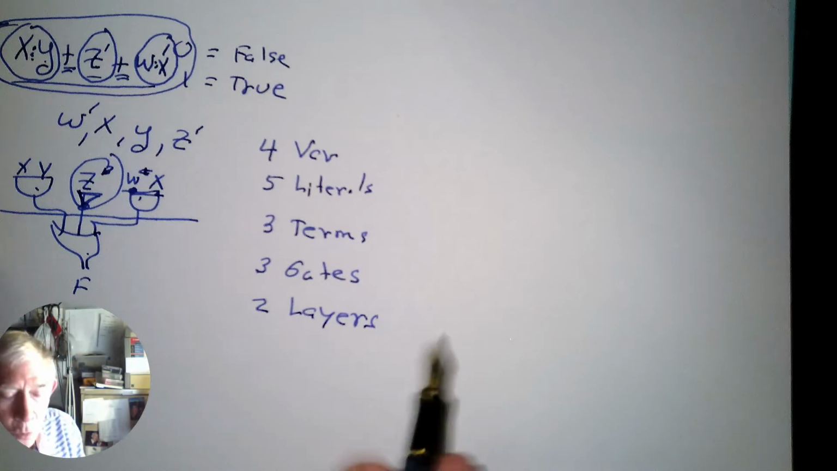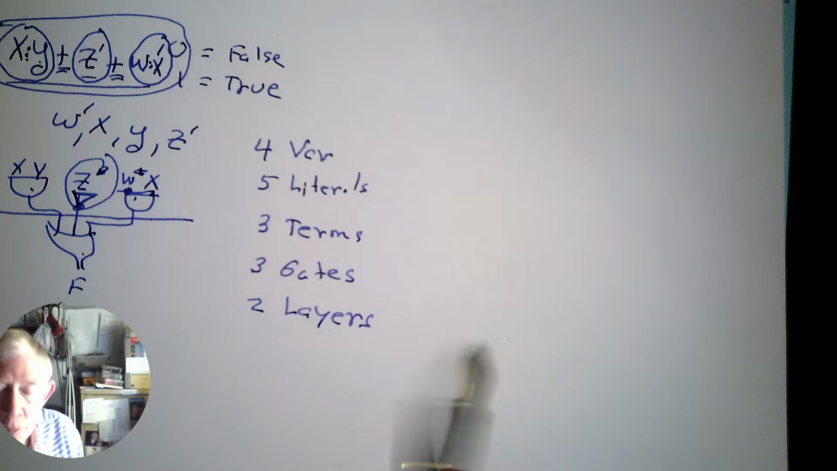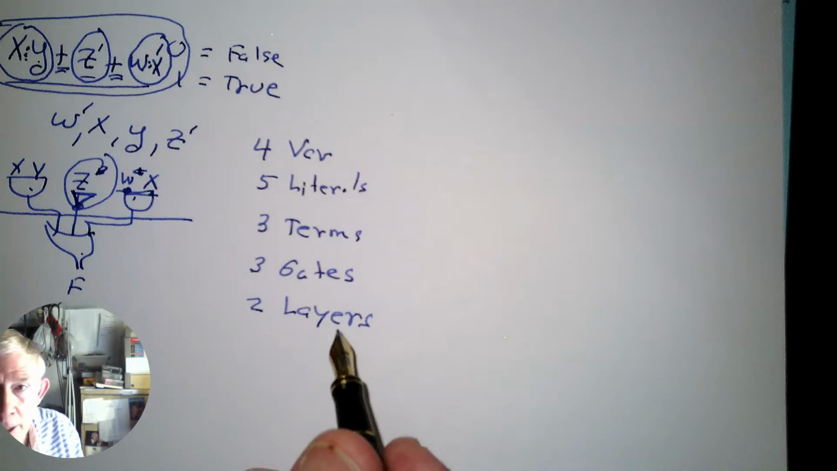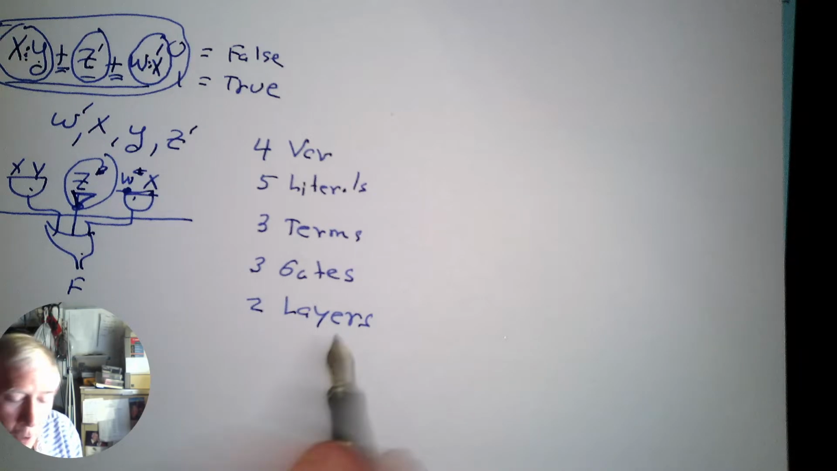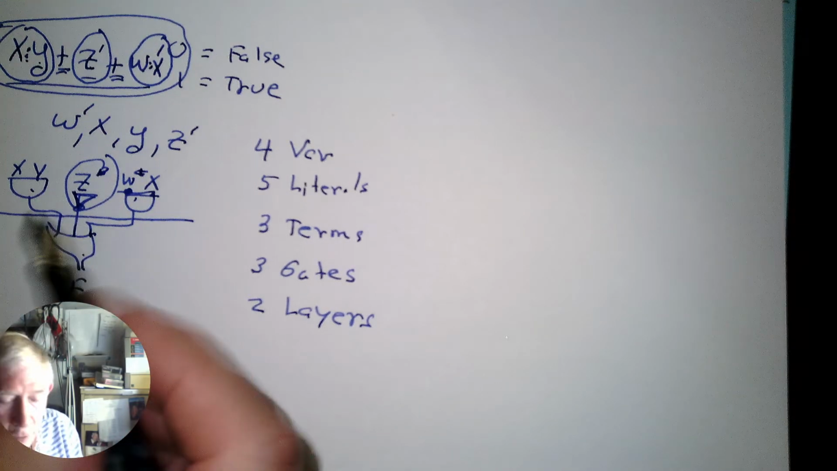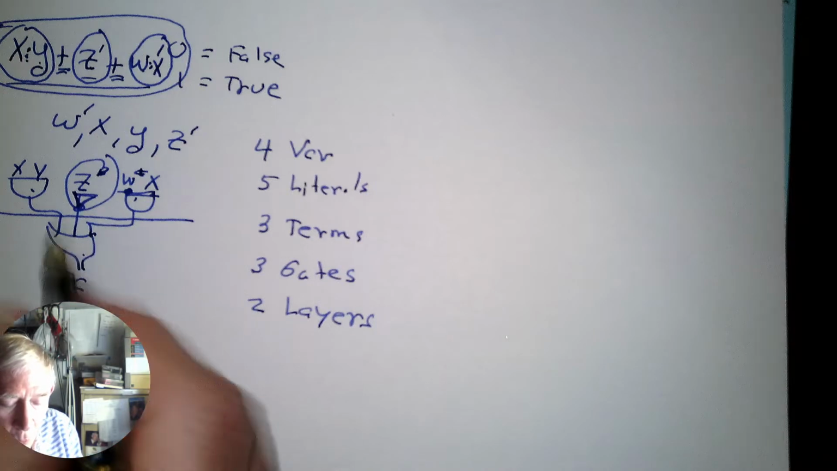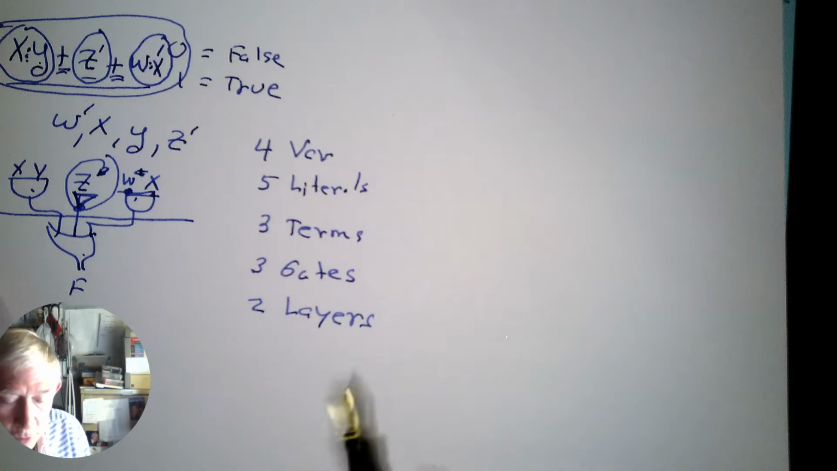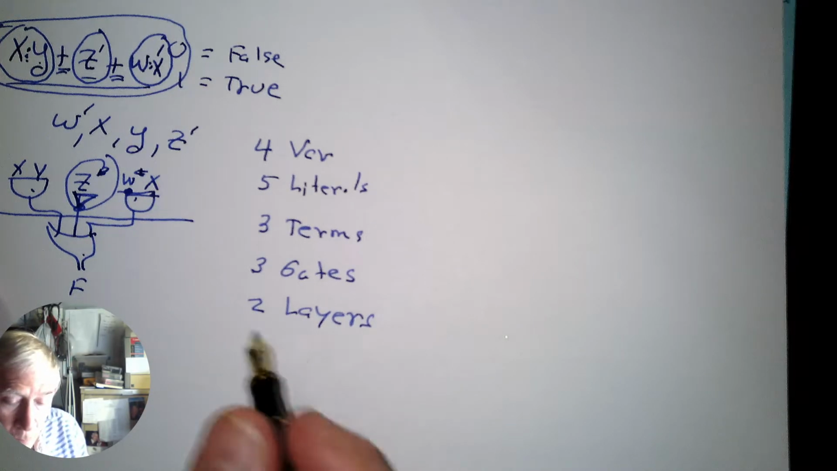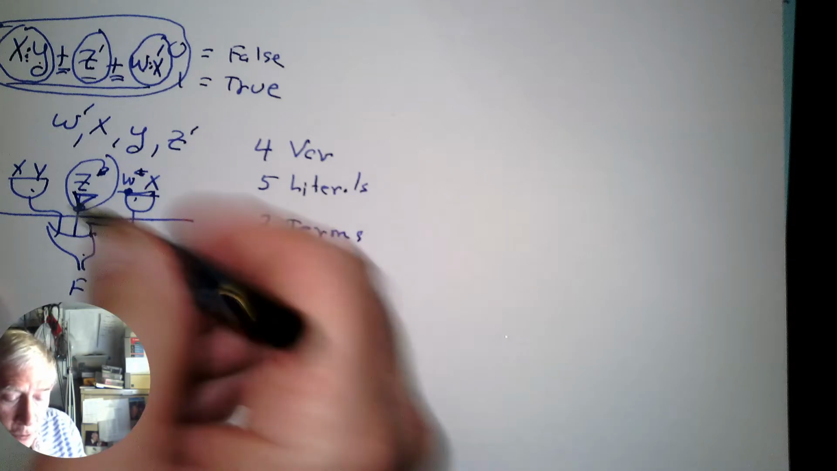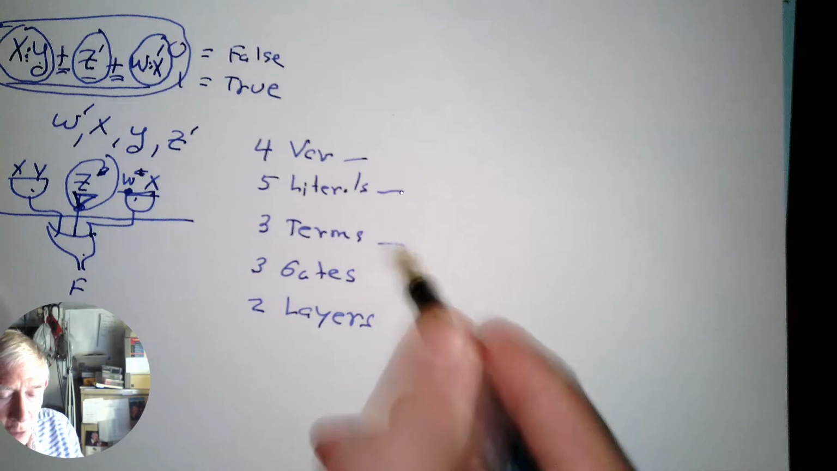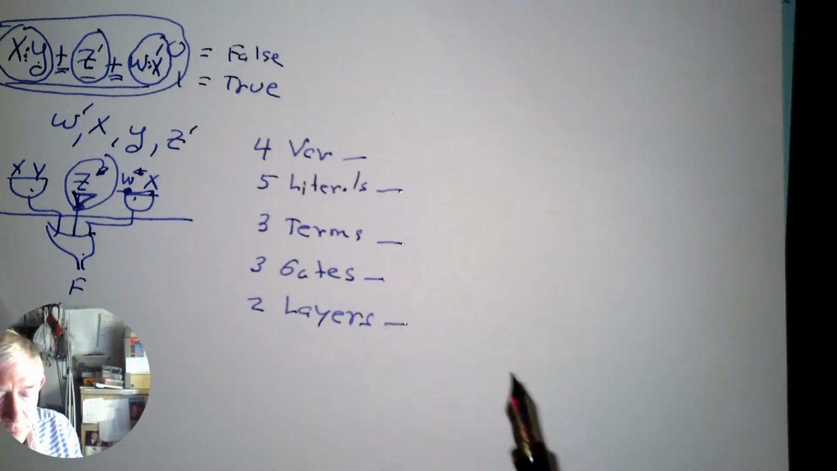Now, it turns out that any logic expression can be realized with a 2-layer network composed of AND gates, with or without inverters, however you want to think about that, and then 1 output OR gate. So anything can be set up that way, and that's how we want to do this. Okay, very good. So we describe this network: 4 variables, 5 literals, 3 terms, 3 gates, 2 layers.